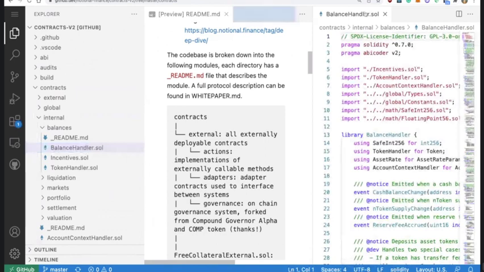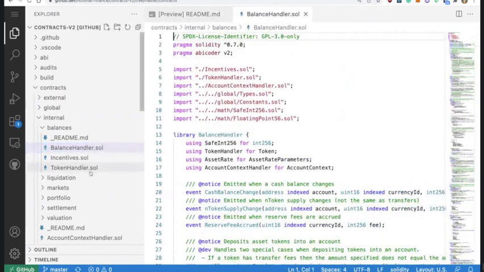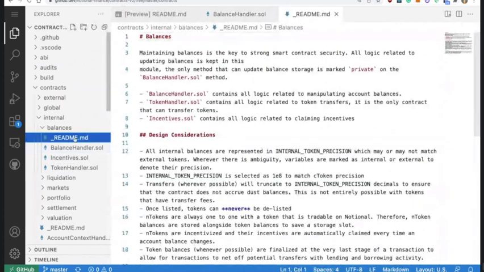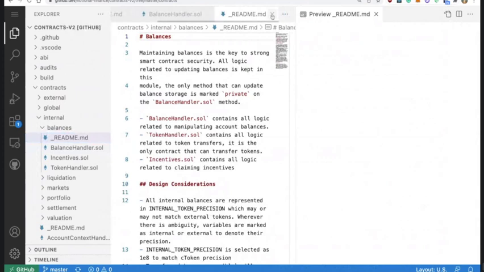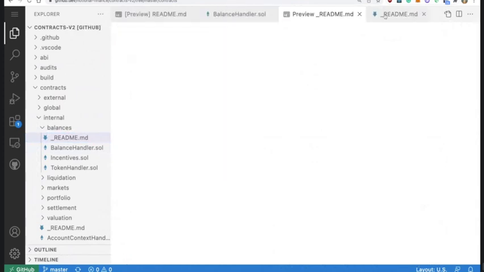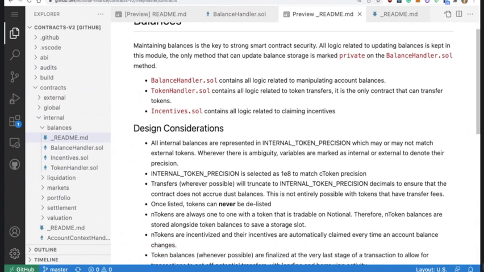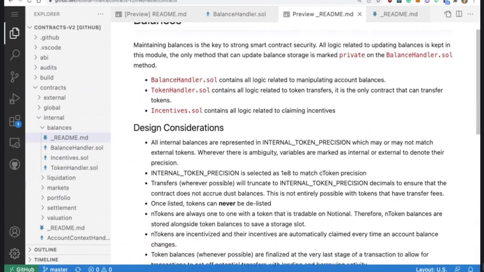Okay, there's some interesting stuff in balances we can take a look at. This is a library. I see you guys have a README in there. I actually really like nested READMEs personally. It covers account balances, all logic related to token transfers, and incentives for incentive cleaning. All internal balances are represented in internal token precision, which may or may not match external tokens. Whenever there is ambiguity, variables are marked as internal or external to note their precision.